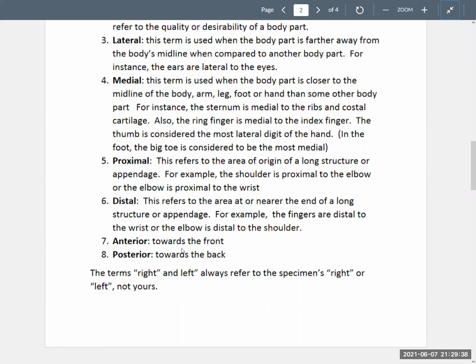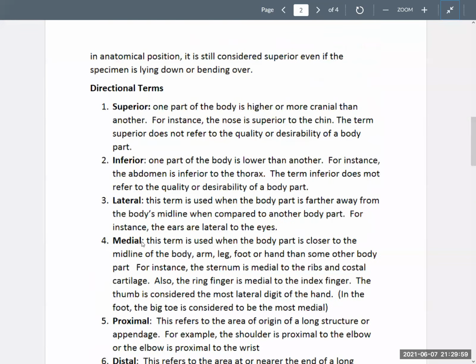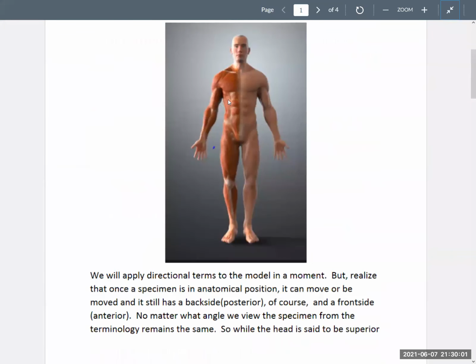Anterior is towards your front side. If you were foolish enough, and I think I've done it a couple of times, to walk right into a wall, then everything that hits the wall as you walk straight up is anterior. When we look at this guy, this is all the anterior side. We'd have to spin him around, but you can do that from your experience, and we'd be on the posterior side.